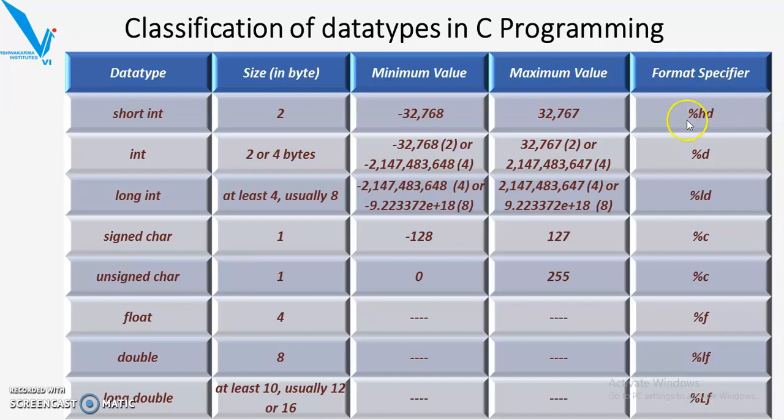Here is a list of format specifiers. %c is used with the character type of data, %d is used with the integer type of data, %f is used with the floating type of data, and so on.